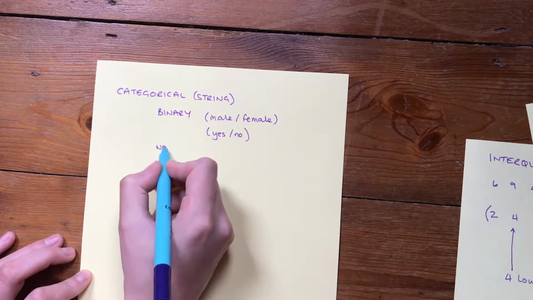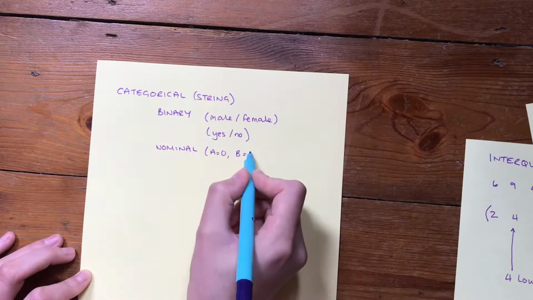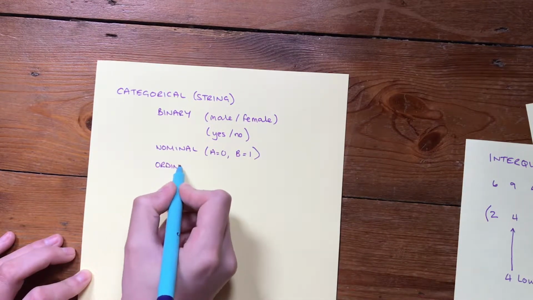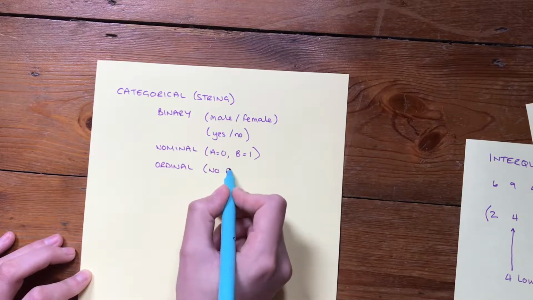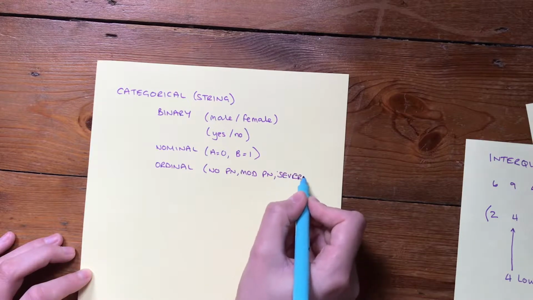Nominal, which assigns something a code. So for example, A equals 0 or B equals 1. And ordinal, which is more of a scale. So no pain, moderate pain, or severe pain.